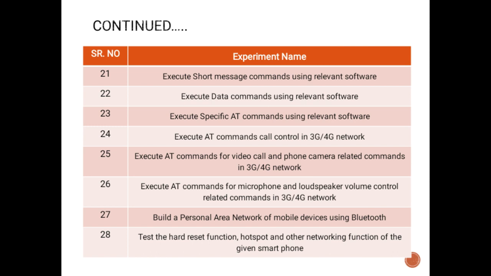The 27th practical is to build a personal area network of mobile devices using Bluetooth. The 28th, that is the last practical, is to test the hard reset function, hotspot and other networking functions of the given smartphone. For these two practicals, we are going to use your mobile phone itself. This is all about the practical list.